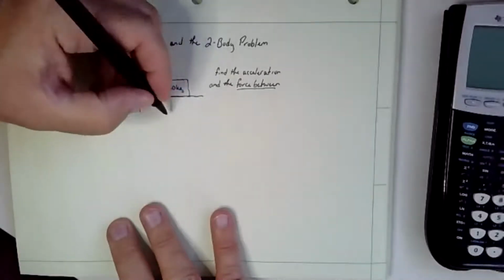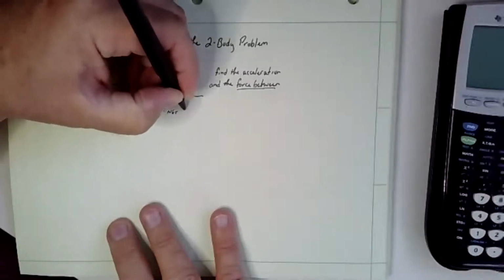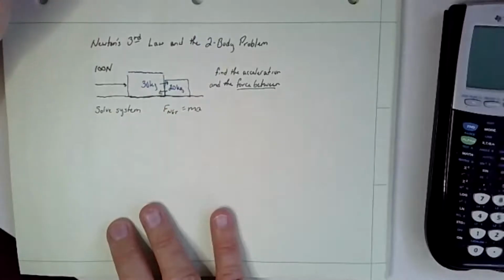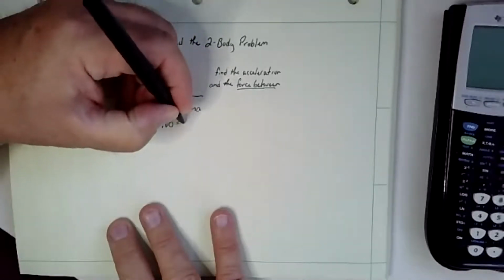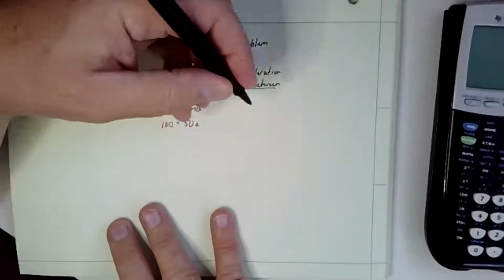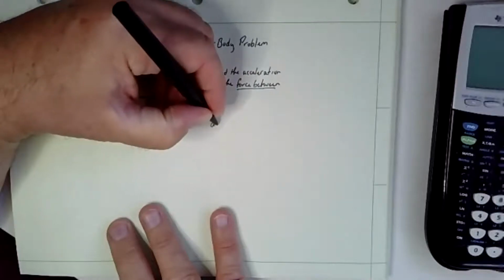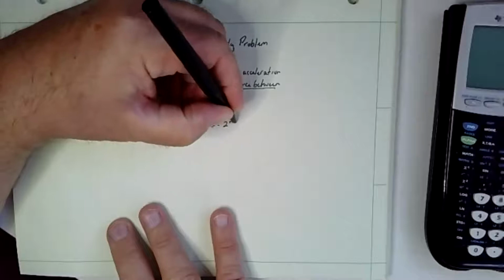And that means we have F net equals MA. There's only one force acting on it, and that's 100 newtons, acting on the sum of those two masses, which is 50 kilograms, and an acceleration.